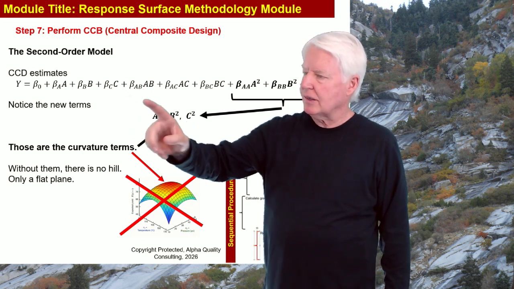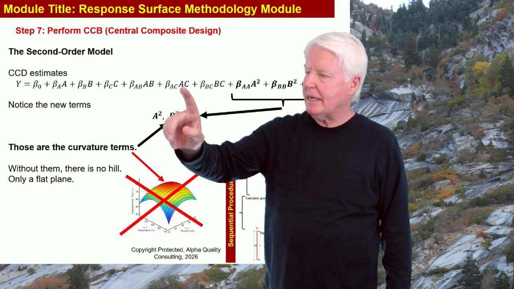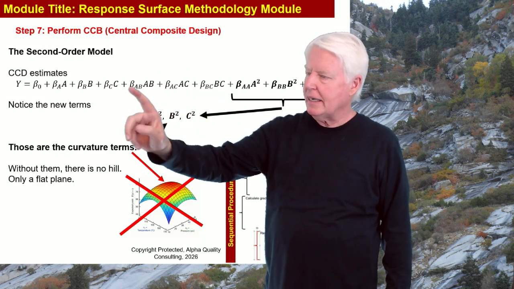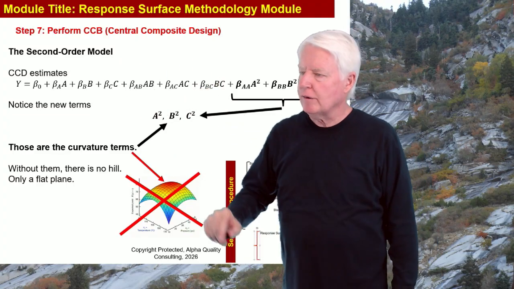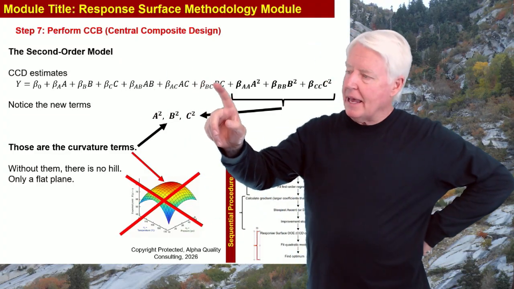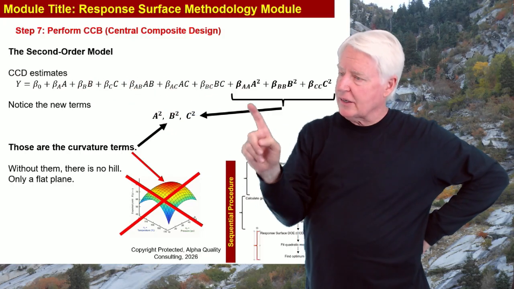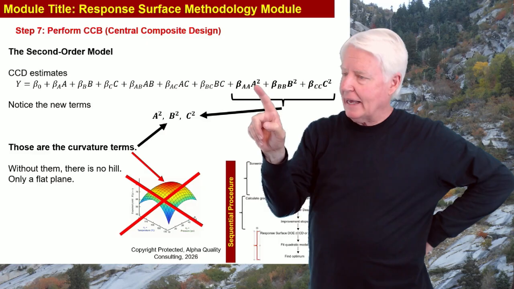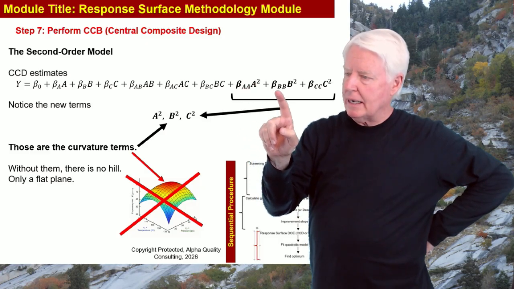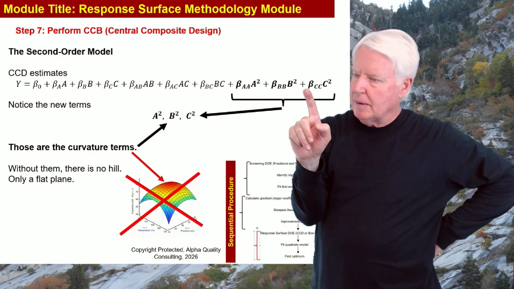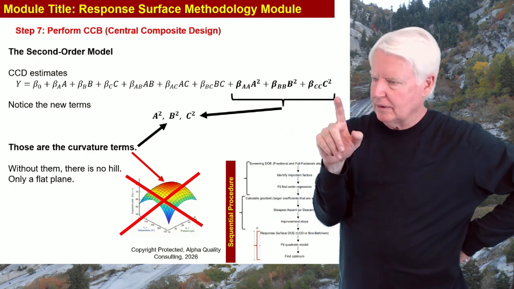These are interactions. If you listen to my other modules, you'll realize when I go A times B, A times C, and B times C, these are the two-way interactions in a 2x3 full factorial design. And then, because it's a CCD model, central composite design model, it's also going to add these square terms: beta AA times A squared, beta BB times B squared, plus beta CC times C squared. Okay, there you go.